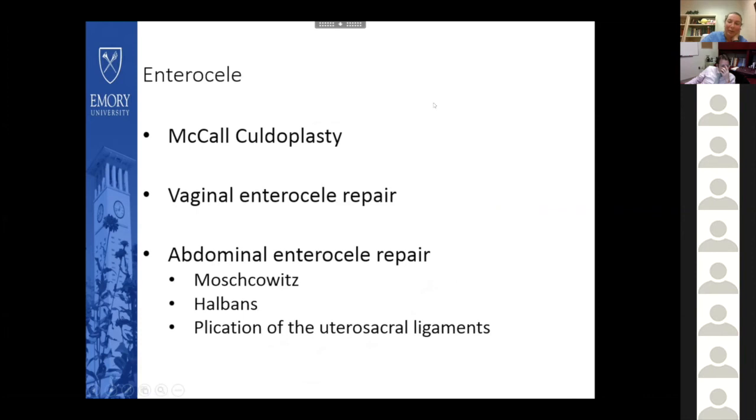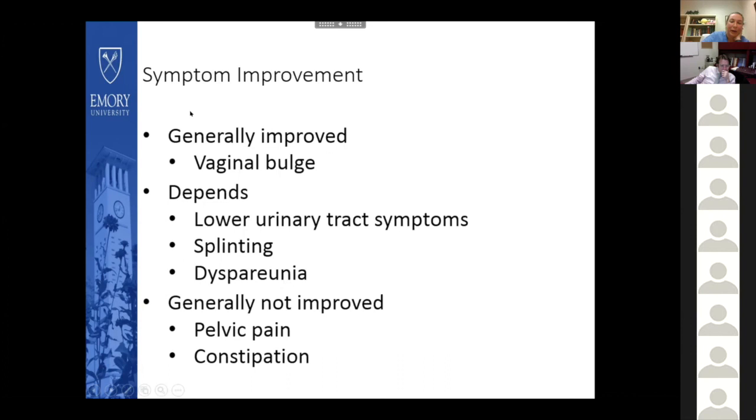These are different types of intraperitoneal repairs. I wouldn't worry too much about these. Usually these involve obliterating the cul-de-sac. And you do that by taking the uterosacrals and attaching the posterior peritoneum and suturing them together. Anyway, generally you improve the bulge.